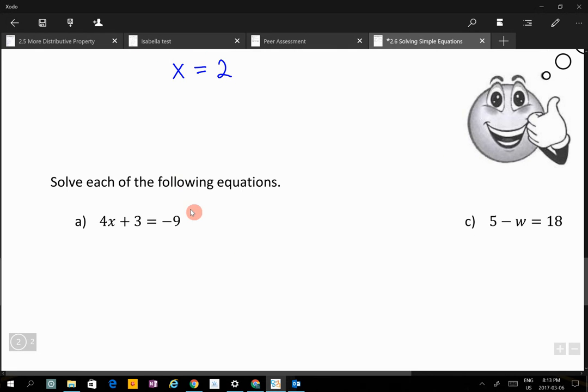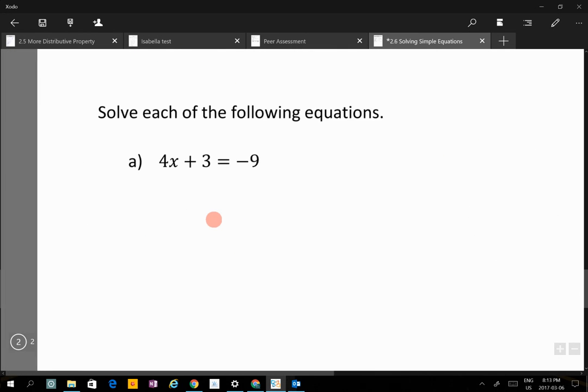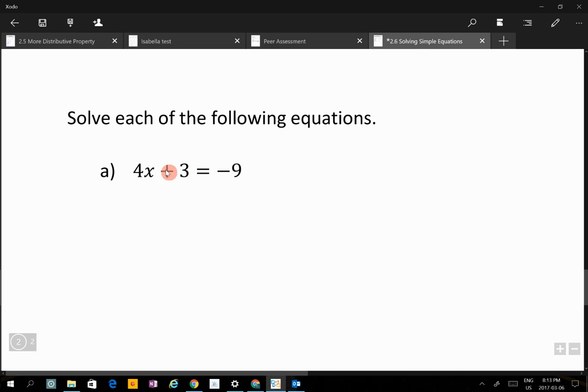So let's try solving these kinds of equations now. So 4x plus 3 equals negative 9. So first thing you're going to do is addition and subtraction first. So I'm going to deal with the plus 3. To deal with that, I have to subtract 3 on both sides. So these two cancel each other out. I'm left with 4x equals negative 9 take away 3 is negative 12.